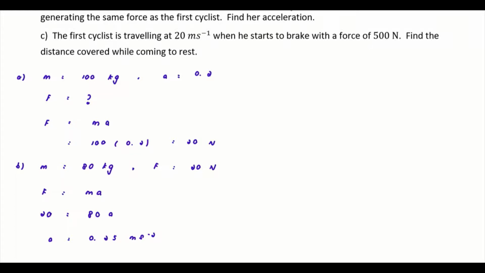Okay, so we know that the cyclist is traveling at 20, so this is the velocity, right? Or the initial velocity, because when it comes to rest, the final velocity will be 0. So when he starts to brake, if in parts A and B we assume that the force with which he cycles is positive, then when he starts to brake, the force is in the negative direction. So that's why our F here will be negative 500.